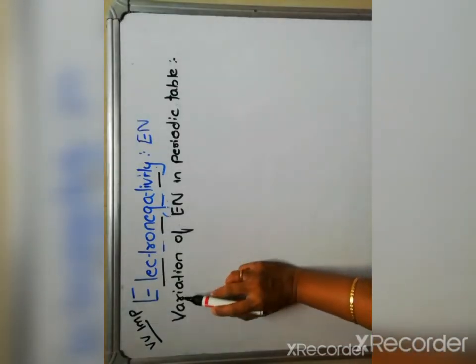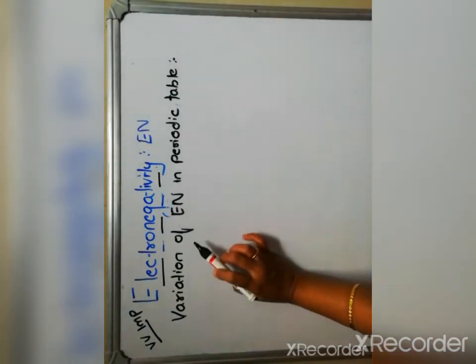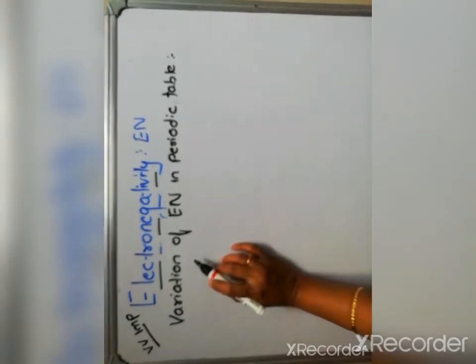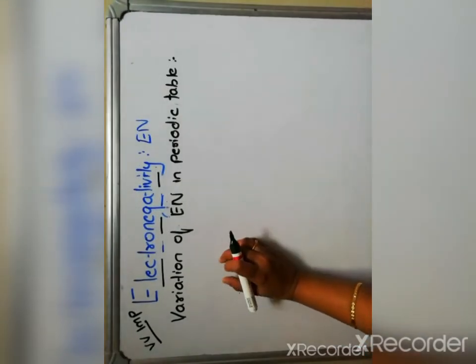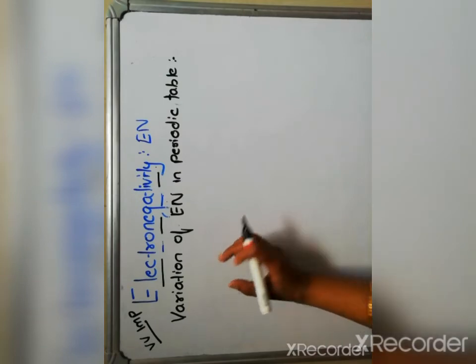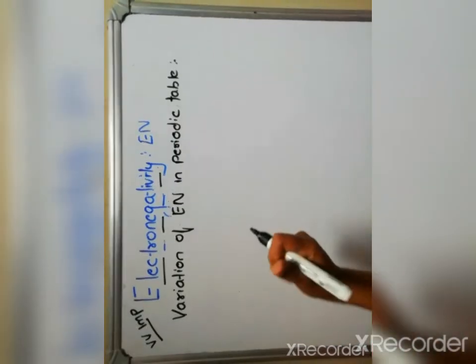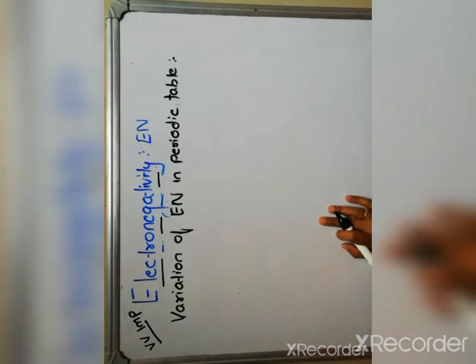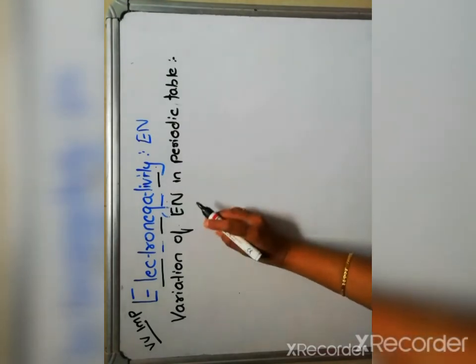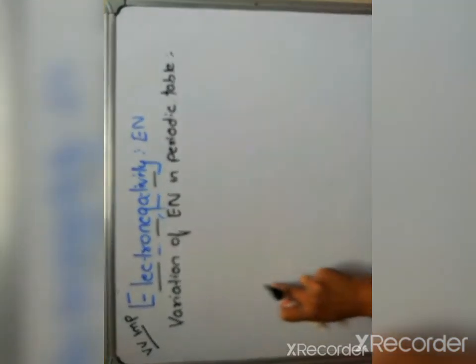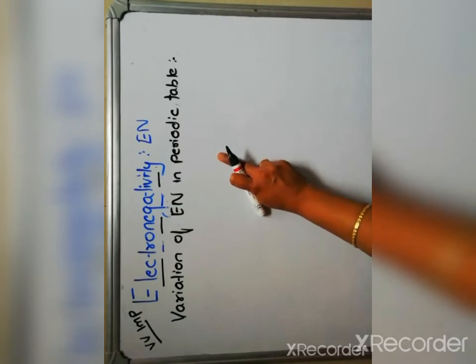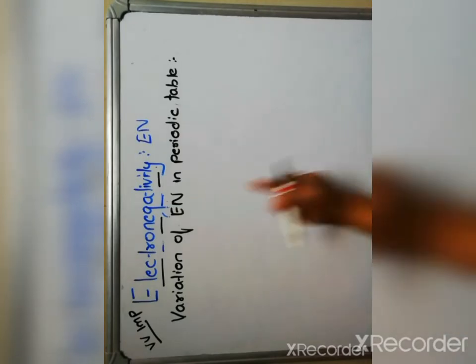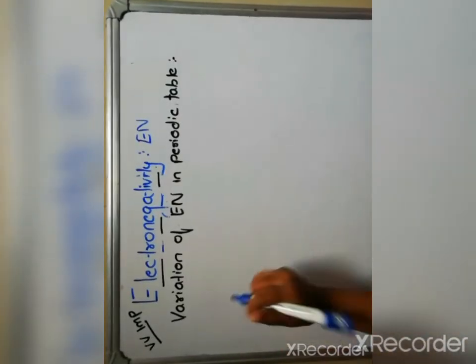Now the next important concept is the variation of electronegativity in the periodic table. We know what electronegativity is. It is nothing but the capacity or tendency of an atom to attract the electron towards itself, right? How will the electronegativity vary in the periodic table, that means down the group and across the period? That we will discuss.